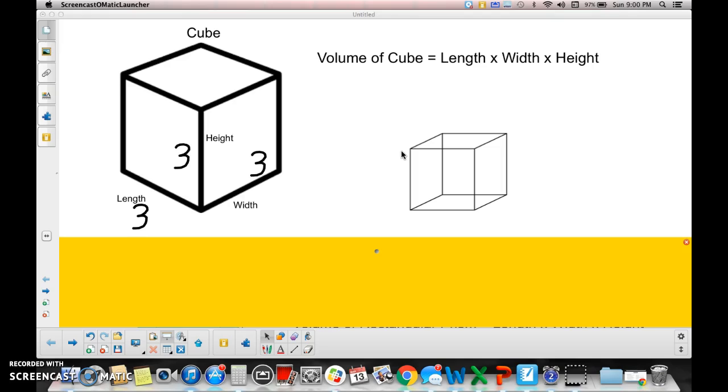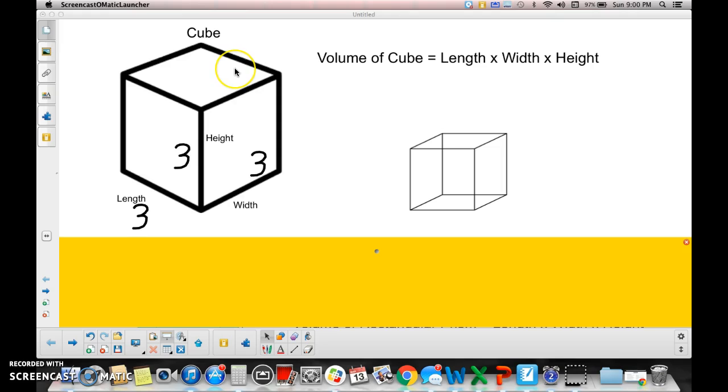Next skill is going to be volume and surface area, and today's video is going to focus on the volume of a cube and the volume of a rectangular prism. I'm going to start off with the volume of a cube. The formula is given to you here, length times width times height.